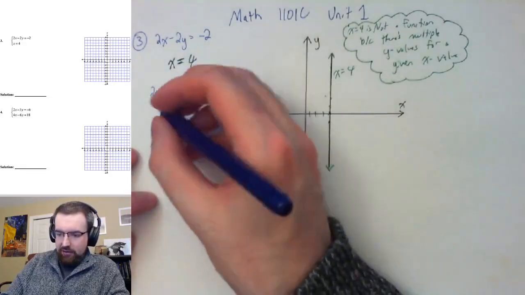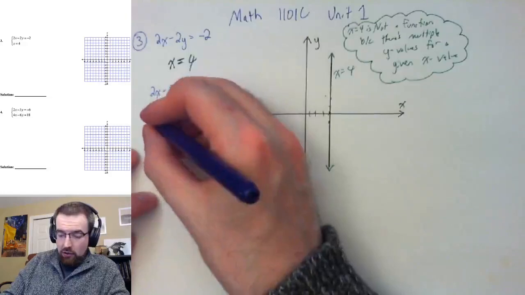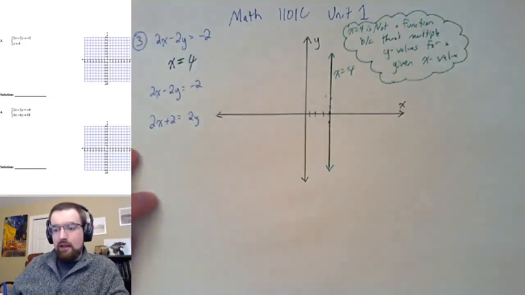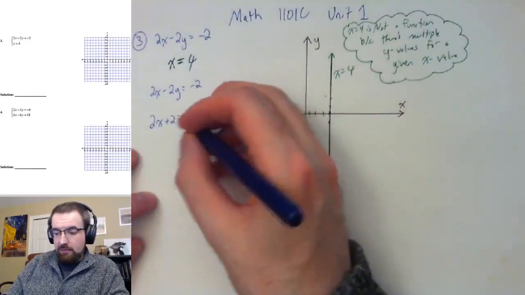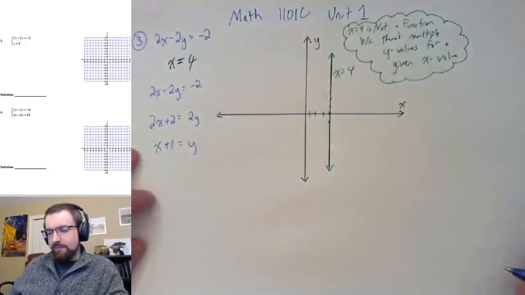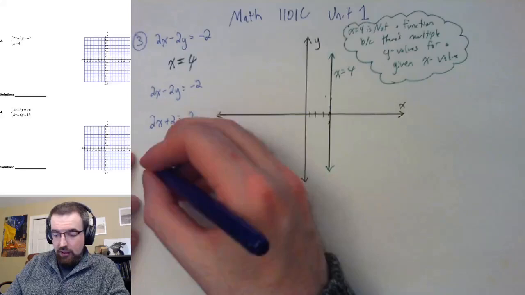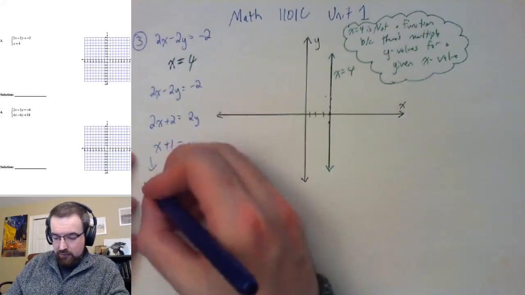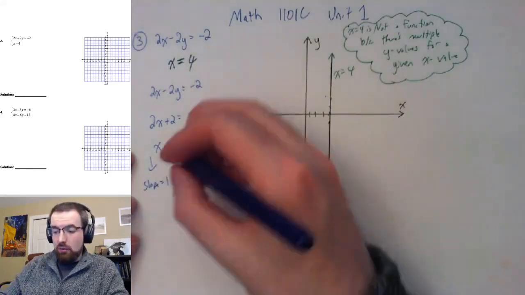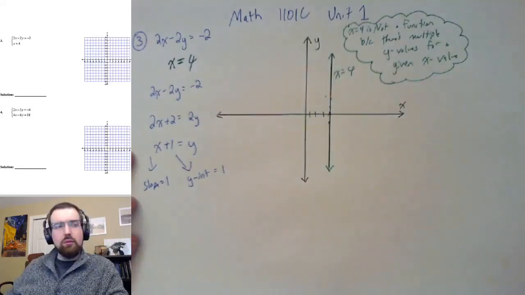So if I move this 2y over here and this negative 2 over here, we'll be left with 2x plus 2 equals 2y. And unsurprisingly now, if I divide every term by 2, we're going to get x plus 1 equals y. And that's super easy. So we now know that our slope equals 1, because if there's nothing there in front of the x, we take that to be a 1. And this is a plus 1, so we know that the y-intercept equals 1 as well.